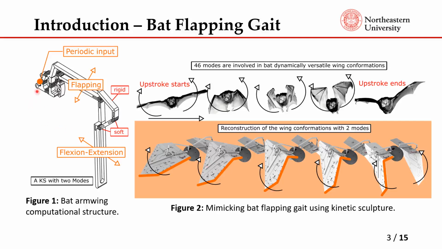We use a combination of hard and soft materials as shown here, but we do it in such a way that as the linkage is actuated at the base with a motor, it will show the flapping behavior as you can see here. Currently, we have the digit for flapping and the digits for flexion and extension, which fold the wing and expand it within the gait period.